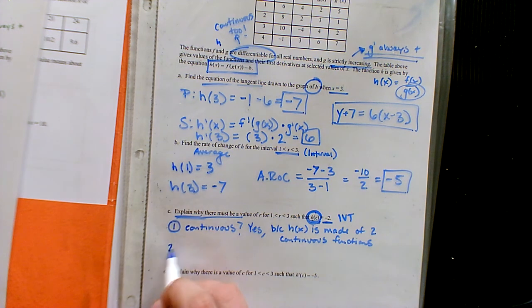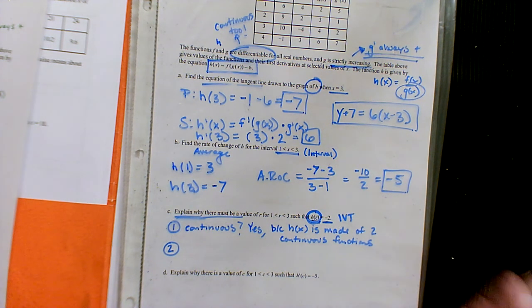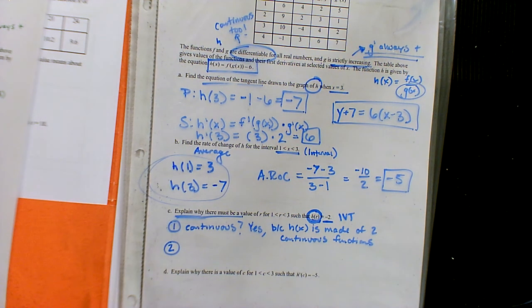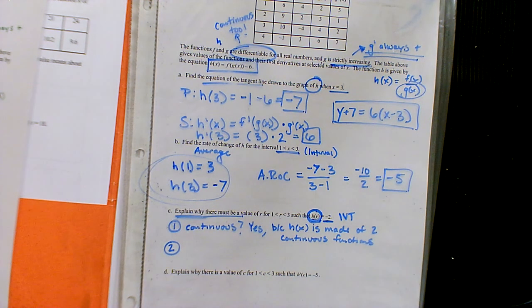All right. Is there another condition for the intermediate value theorem? How do we know that we have an output or an answer of negative 2 somewhere? What do you think, Jess? Because negative 2 would be in between the y values of h of 1. There we go. We found those here in part B, h of 1, h of 3. And intermediate is just a synonym for between. So this negative 2 has to be between something.